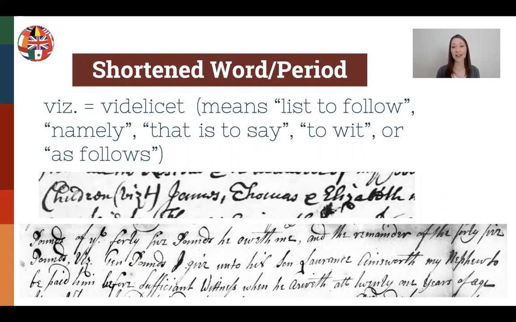The first one is a list to follow. It says children viz, James, Thomas, and Elizabeth. So it's clueing you in that I'm going to give you a list now. The next example is from a will, and this is an example of as follows. So the person writing this will is giving instructions of how to give his money. He says the remainder of the 45 pounds, viz, or as to follow, 10 pounds I give unto his son, Lawrence Ainsworth, my nephew. So those are two examples of how you might see viz.